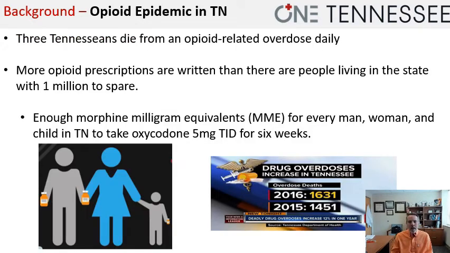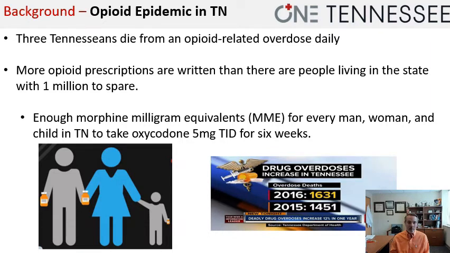Back at the peak of the opioid epidemic in Tennessee, 3 Tennesseans were dying from an opioid-related overdose daily. At the peak, there were more opioid prescriptions written than there were people living in the state. And when you combined all of the opioids that were out there into morphine milligram equivalents and divided that out, that was enough morphine milligram equivalents for every man, woman, and child in Tennessee to take a 5-milligram oxycodone tablet with breakfast, lunch, and dinner for 6 weeks straight.